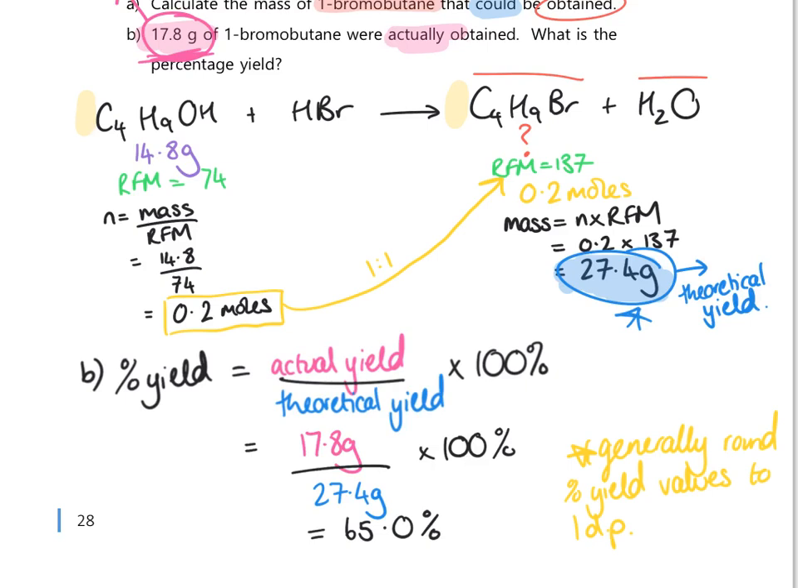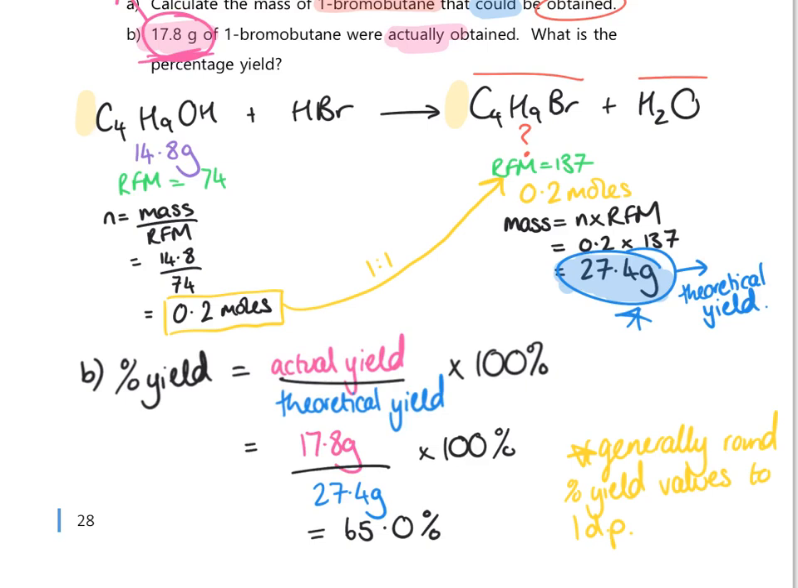So that's how you put the two types of calculations together, your reacting mass or limiting reactant moles calculations. That gives you your theoretical yield, and then they will give you an actual yield and ask you to work out a percentage yield value from that. So that's if they're putting those two types together.